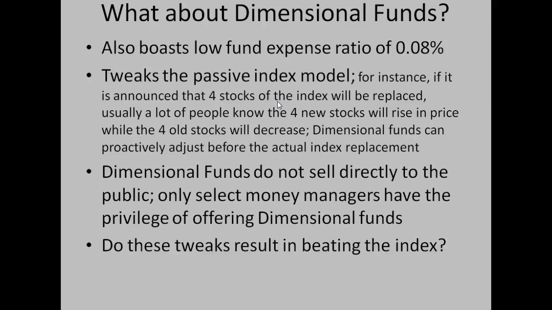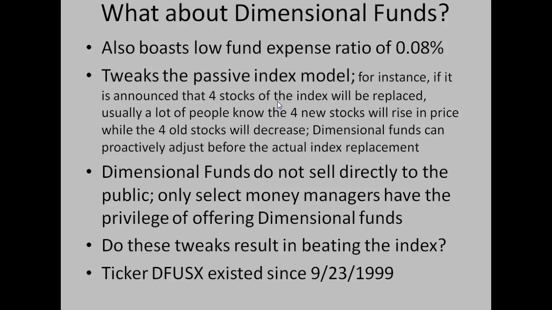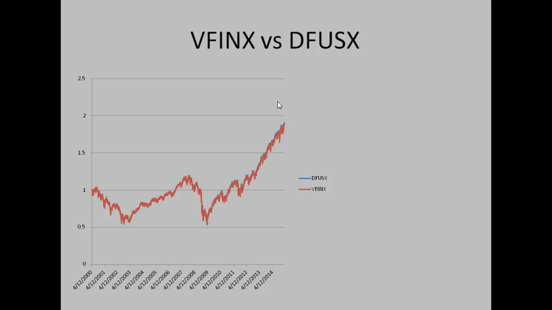So, does the DFUSX, the dimensional fund, beat the Vanguard index fund? We only have data since they were made available in September of 1999. Again, here it is. Virtually identical graph. Again, the blue line barely peaks above the red line in February last week.